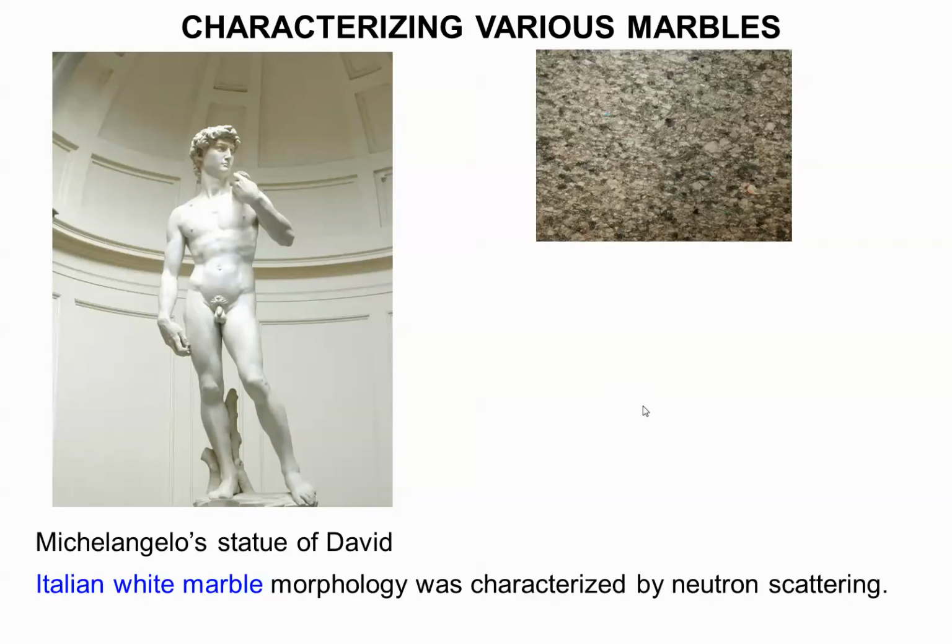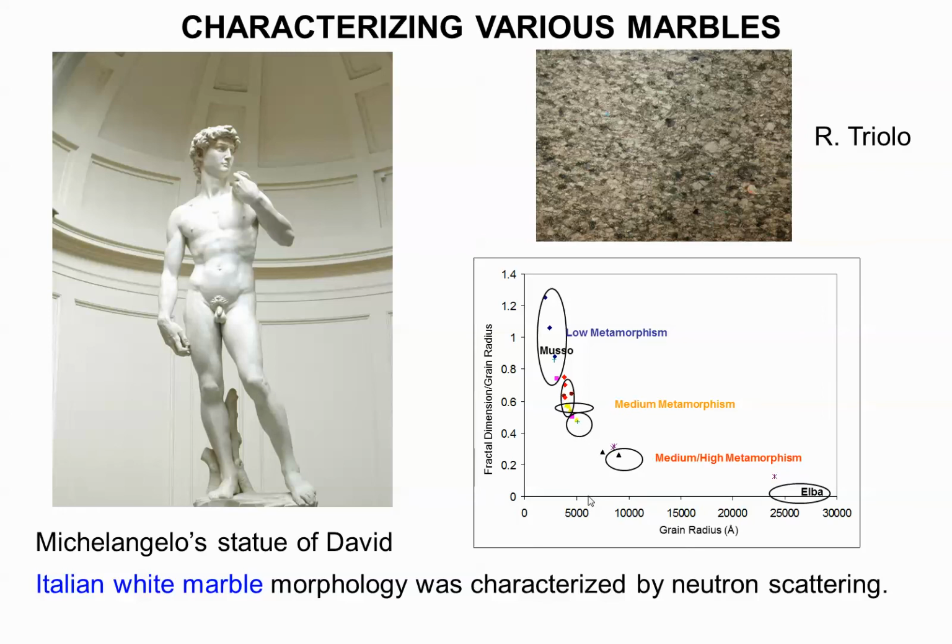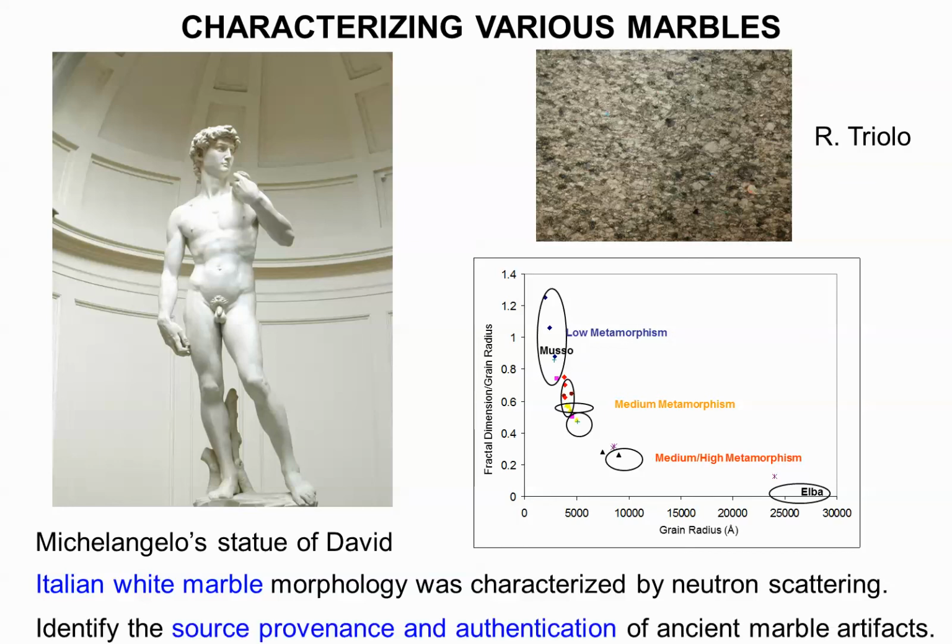Characterization of various marbles. Italian white marble morphology were characterized by small angle neutron scattering. Determined what is called the grain radius in the marble, and then the fractal dimension here, and then plotted many samples, many various types of marbles. So here also forming clusters, correlation clusters, like to identify the source provenance and authentication. If two marbles are in the same cluster, chances are they came from the same quarry.